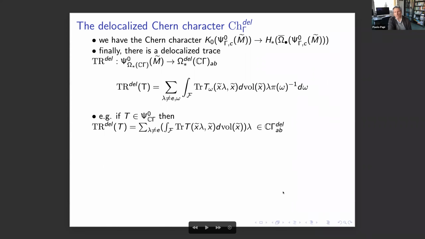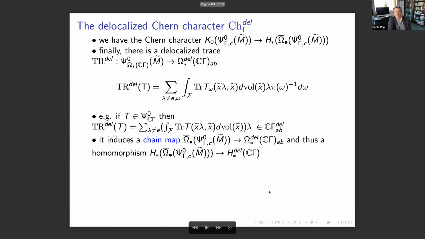What is this script? This is a fundamental domain for the action of gamma on M tilde, on the covering. Okay. So this induces a chain map from this differential graded algebra over the pseudo-differential operators of order zero to what we are interested in defining, the delocalized non-commutative Dirac homology of C gamma.